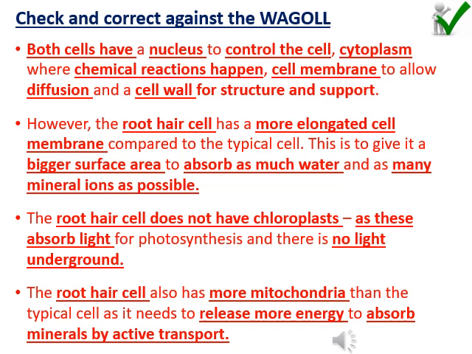Root hair cells also don't have chloroplasts. It's because the root hair cells, it's in the name, they're in the roots, they don't get any sunlight at all, so it's absolutely pointless that they have any chloroplasts, because the chloroplasts are for photosynthesis, and photosynthesis needs light to be able to happen, and they're not getting any light down there.